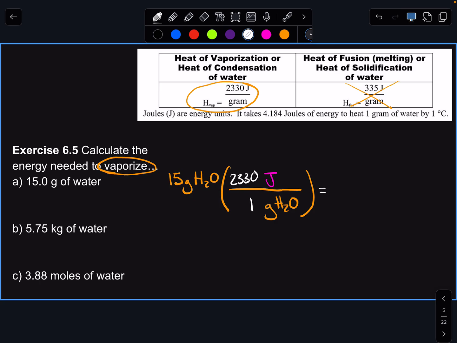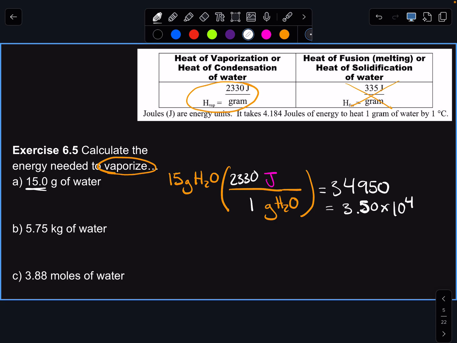34950 is my raw answer. Oh, that's not a 4. Okay, 34950. How many sig figs do we get to keep? I guess technically 3. So I'd probably write it as 3.50 times 10 to, not to the negative, 10 to the positive 4.